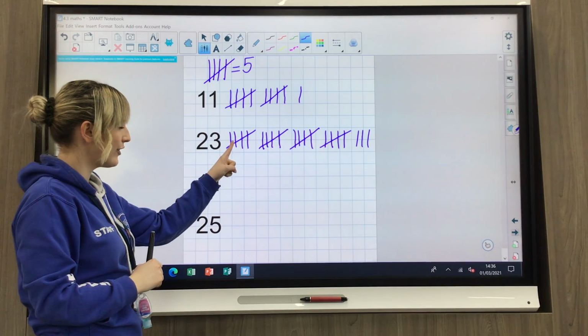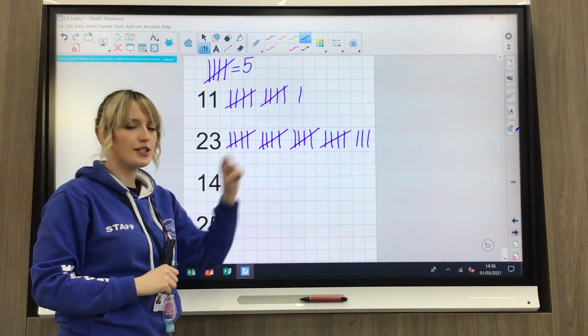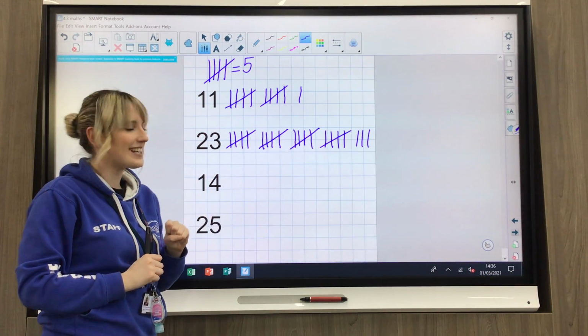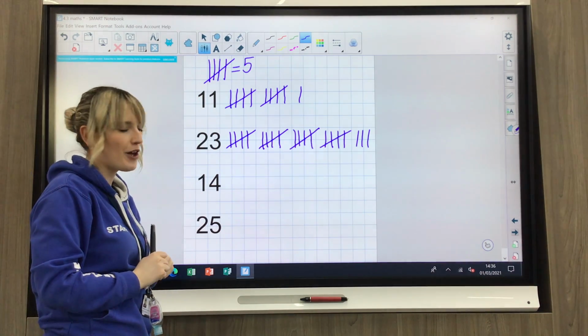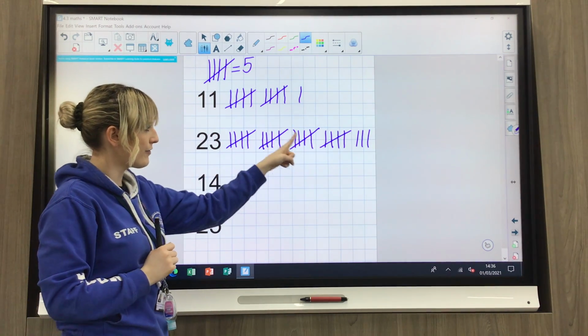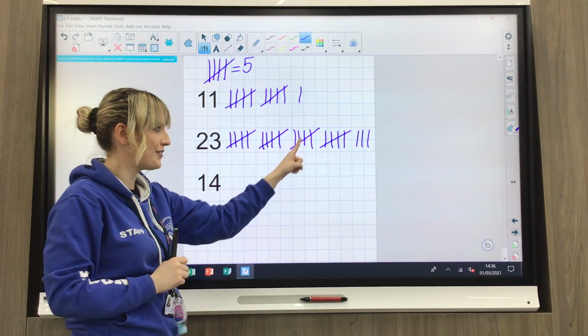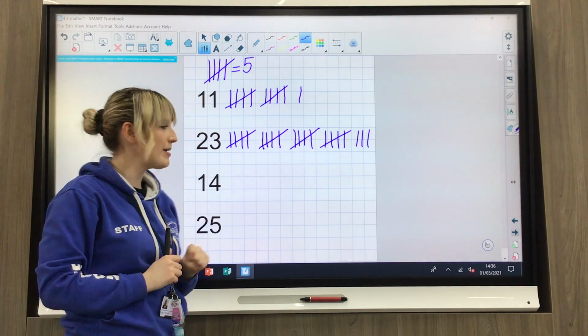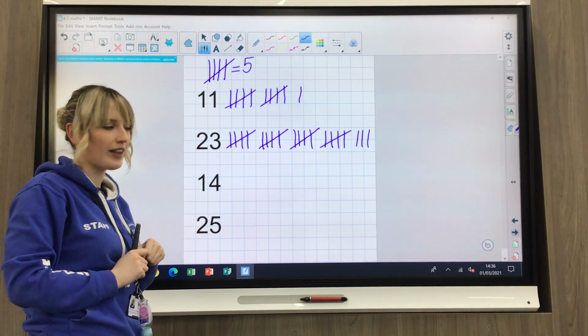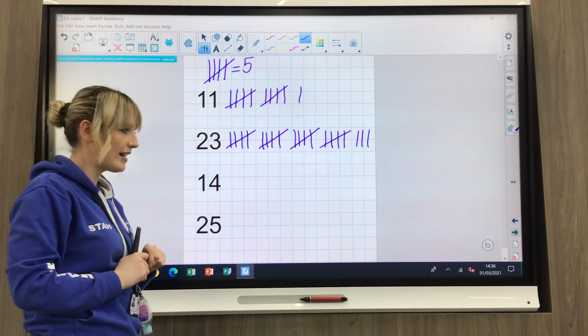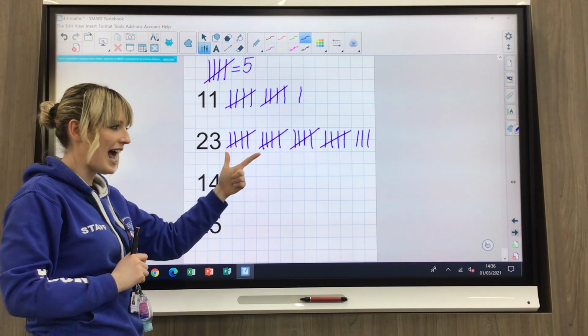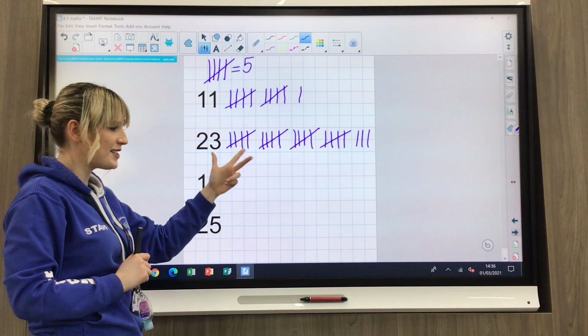So we should have 4 lots of 5, or 4 gates as we call them, our little farmyard gate. So 1, 2, 3, 4, so 5, 10, 15, 20, and then 3 more to make 23. Okay, so let's do 14 there. So I know 5, 10. Well, the next one would be 15, so that would be too many.